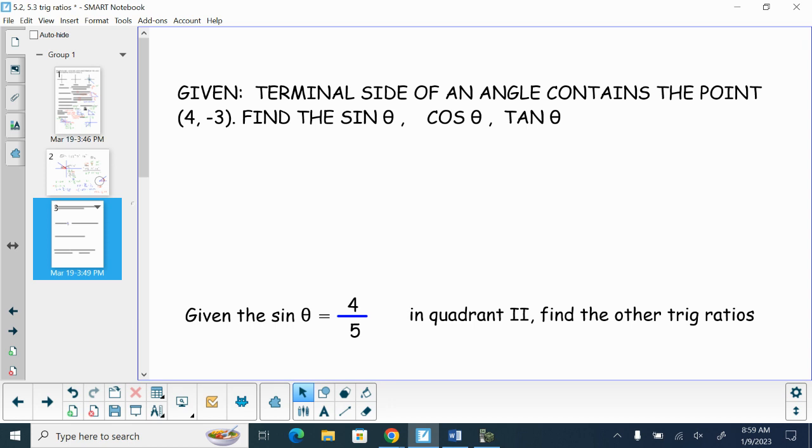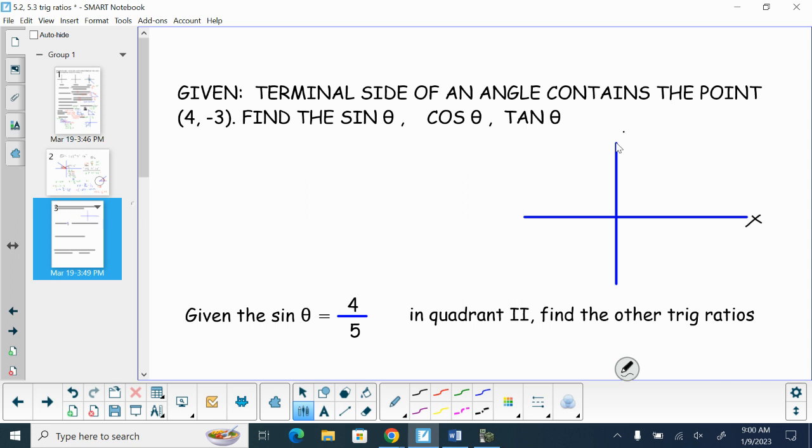The terminal side of an angle contains the point 4, negative 3. I want to find the sine, cosine, tangent of that angle. So once again, we need to get a picture down of what we have. We have a terminal side. It goes through the ordered pair, x is 4, y is negative 3. So my angle is spinning from here all the way to here, and it's terminating right at that point. Here's my angle theta. I want to find the sine, cosine, tangent of theta, which is the sine, cosine, tangent of its reference angle.